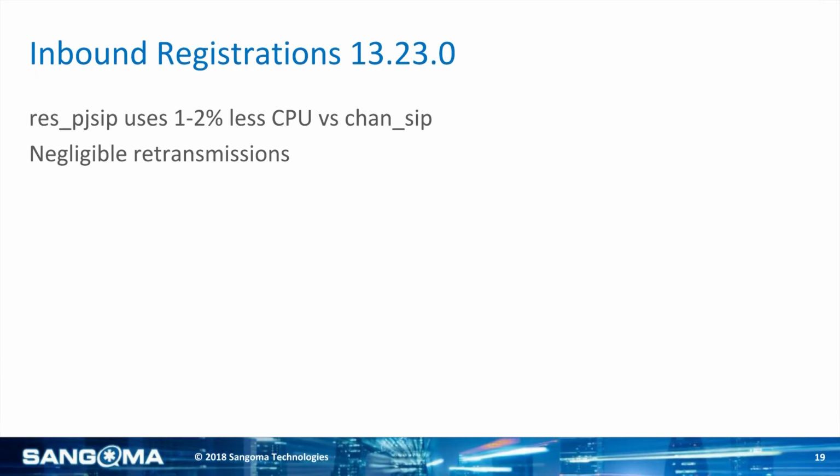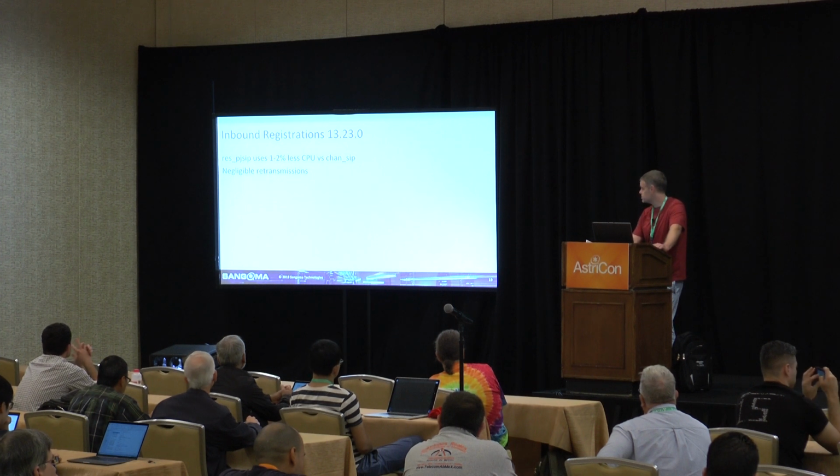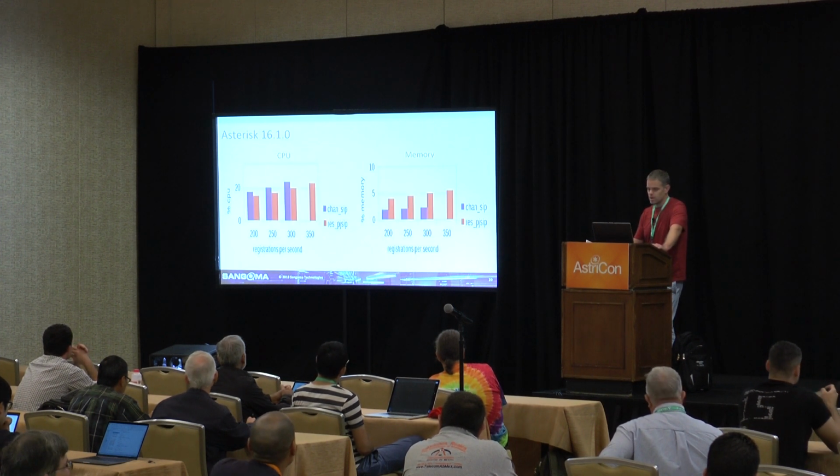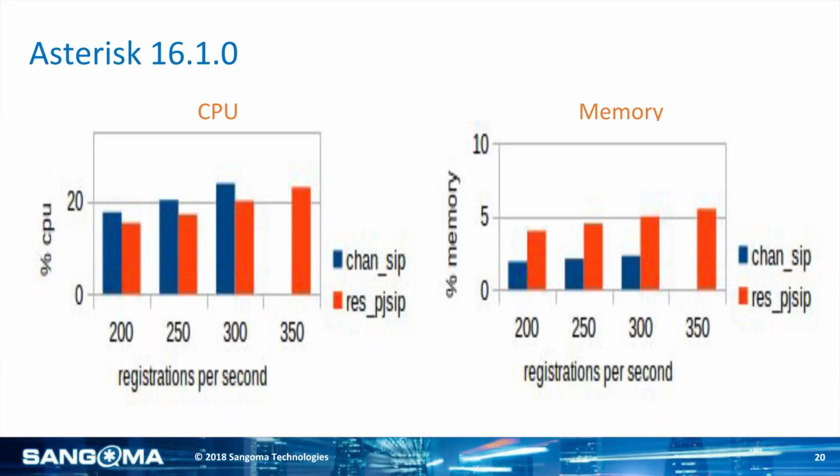So again, to reiterate, 13.21, we saw that res_pjsip was probably 1 to 2% less now. And the memory stayed the same, and again, retransmissions running the test through that were about the same as before. So this is, I wanted to put up stuff for what's going to be coming out for Asterisk 16.1.